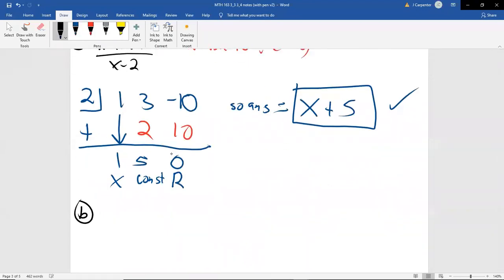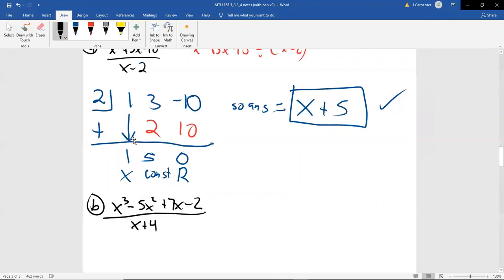All right, let's try another. B. x cubed minus 5x squared plus 7x minus 2, all divided by x plus 4. Now this denominator fits the ability to do synthetic division. Because there's no number in front of the x, there's no x squareds, none of that goofy business.